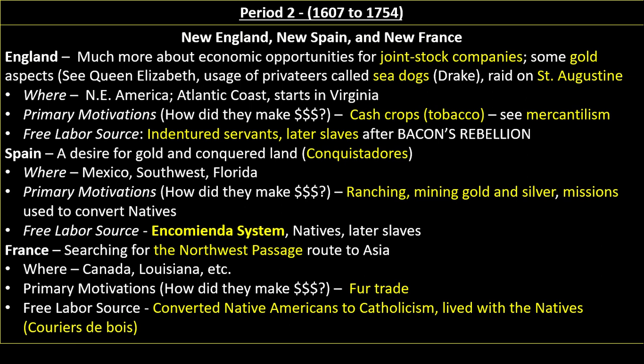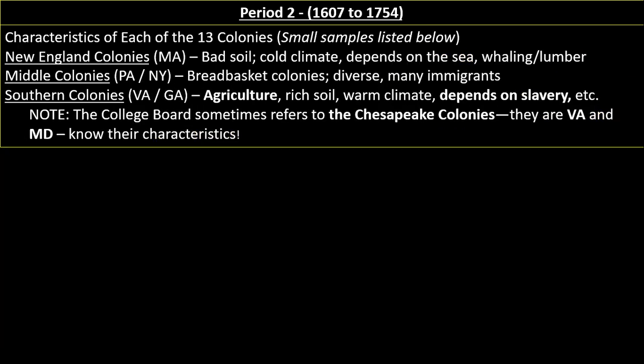So, free labor source. Actually, it's different than England and Spain. Spain forced them to work. England was pretty dependent upon the Native Americans. France, on the other hand, lived with them. They intermarried with the Native Americans and converted them to Catholicism. The Coureurs de Bois, those are runners of the woods. Those are the fur traders. So fur trade, that's just something easy to remember with New France.